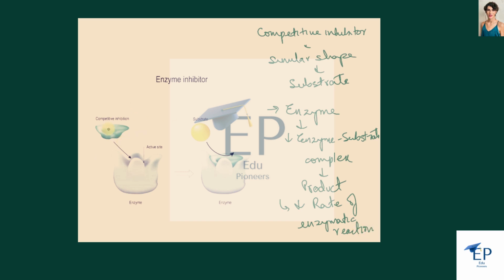As you can see in this picture, we have the enzyme and the inhibitor. The inhibitor has a similar shape as the substrate, so it will bind, thereby preventing the substrate from binding, forming less products and in turn decreasing the rate of the reaction.